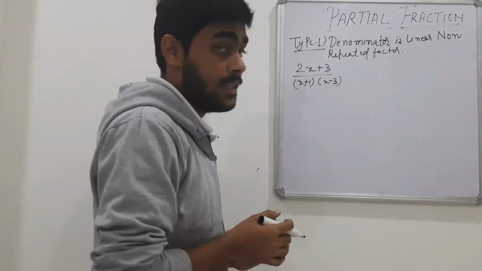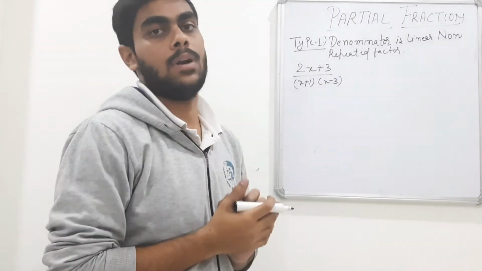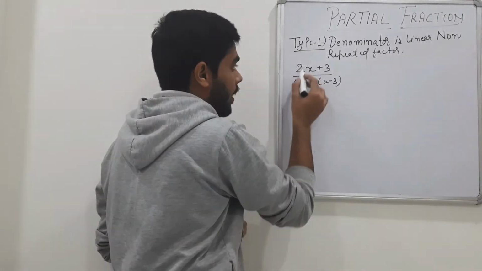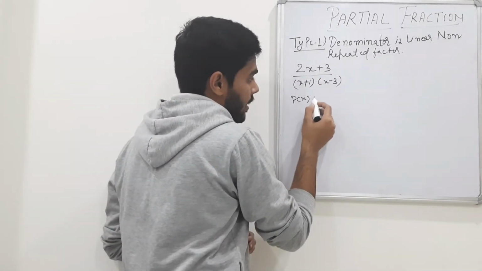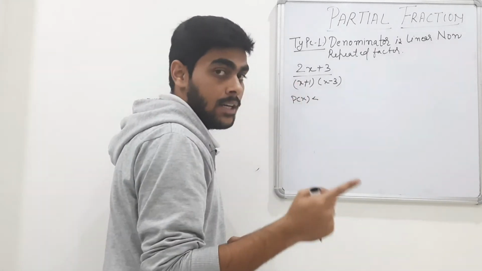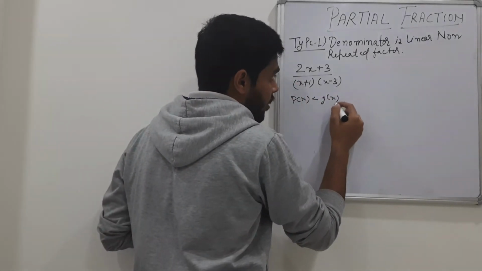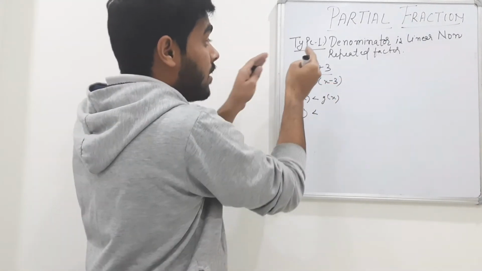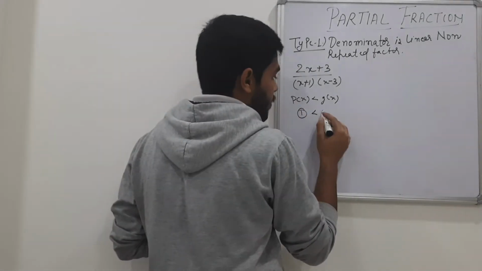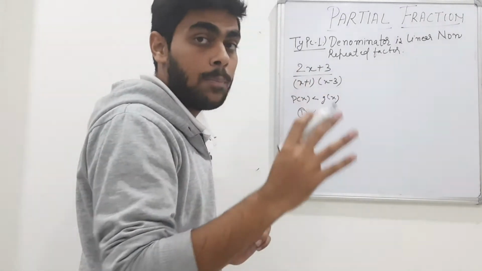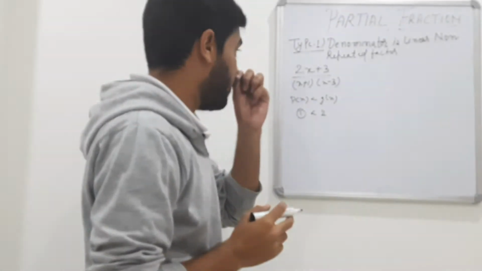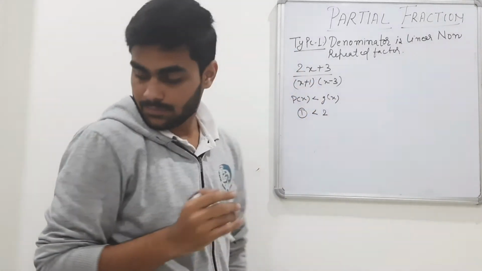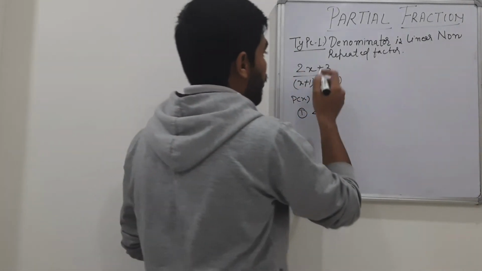Now first we will see whether this is a proper rational fraction or an improper rational fraction. So this is a proper rational fraction because the degree of the numerator, that is px, is less than the degree of the denominator, that is gx. Why? Because here the maximum power of x is 1 and in this it is 2. So this is less, so this is a proper rational fraction and therefore we don't have to divide px by gx. Now we will move to the solution part.